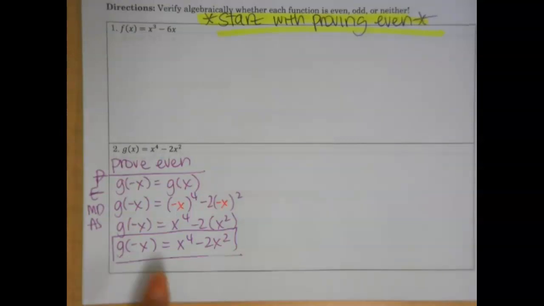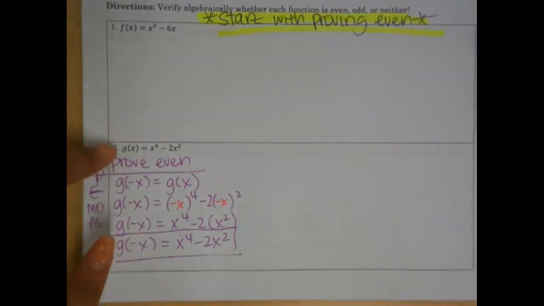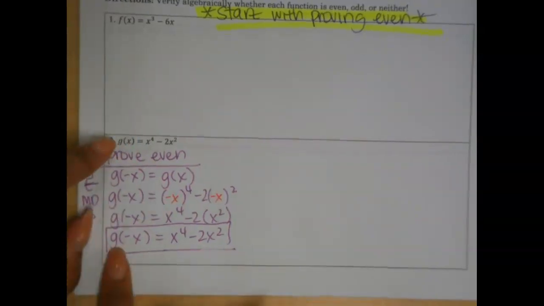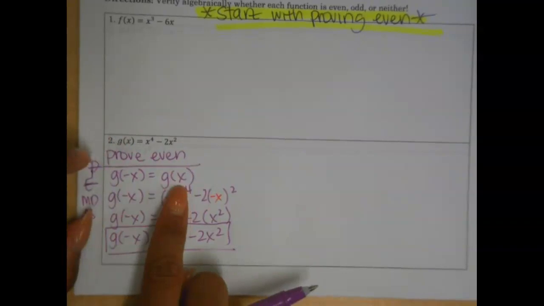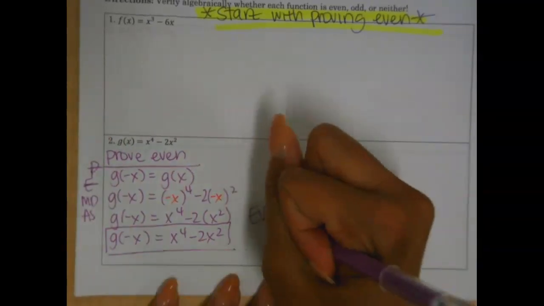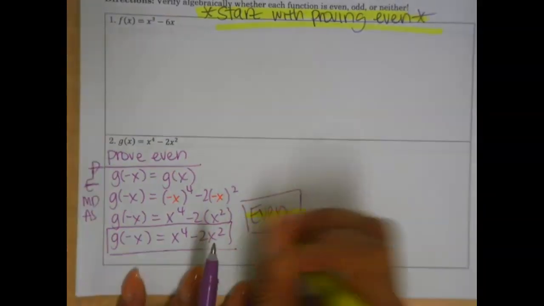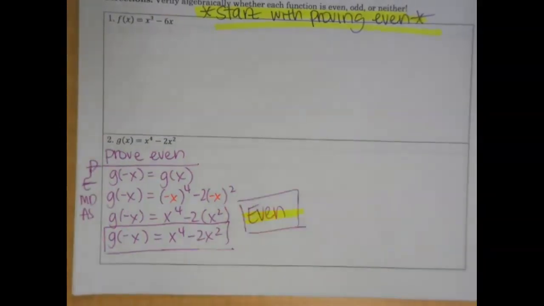Valeria, take a look at this. Does the original match g of negative x? Yeah, ignoring that g of negative x part and the g of x, the rest of it's fine, and that's what I want to see. So since I've proven that this statement is true, g of negative x does equal g of x, that means that your function is even. This is an even function. Like I said, there's methods to my madness.